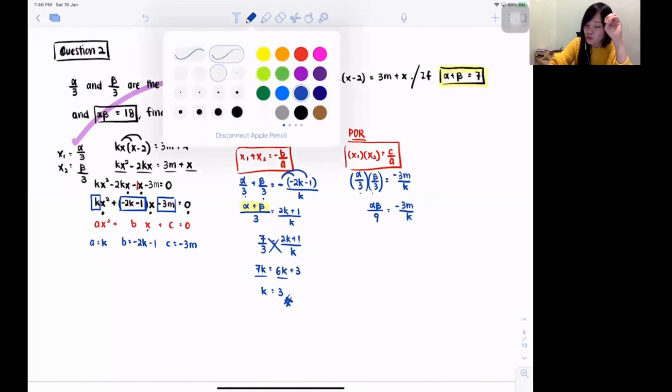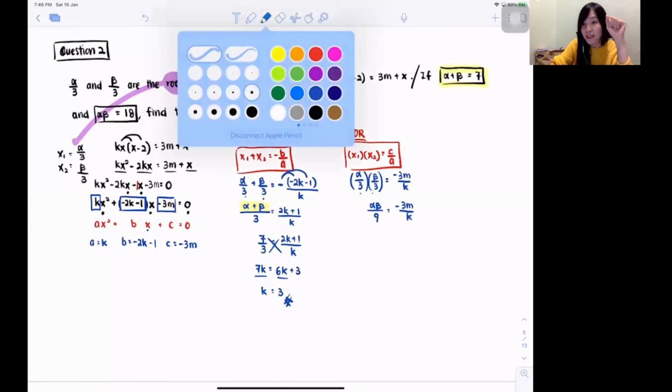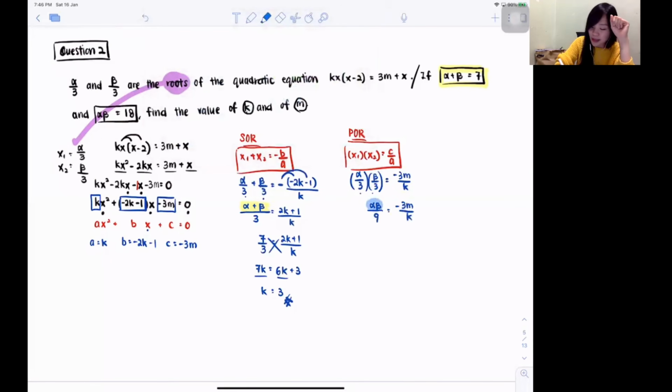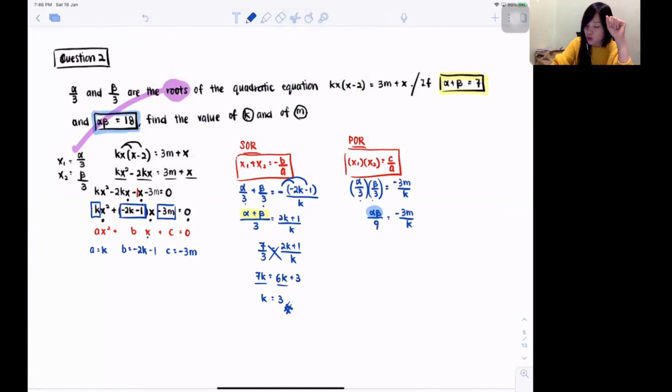So with these 4 unknowns, do you have any information that you can straight away sub inside? Yes. Alpha times beta is the one in blue. They told us it's 18 before you start the question. So we can sub 18 straight away. So minus 3m over k. K, 2 seconds ago, you also found the answer. Isn't it 3? Everything I just sub accordingly based on whatever I have.